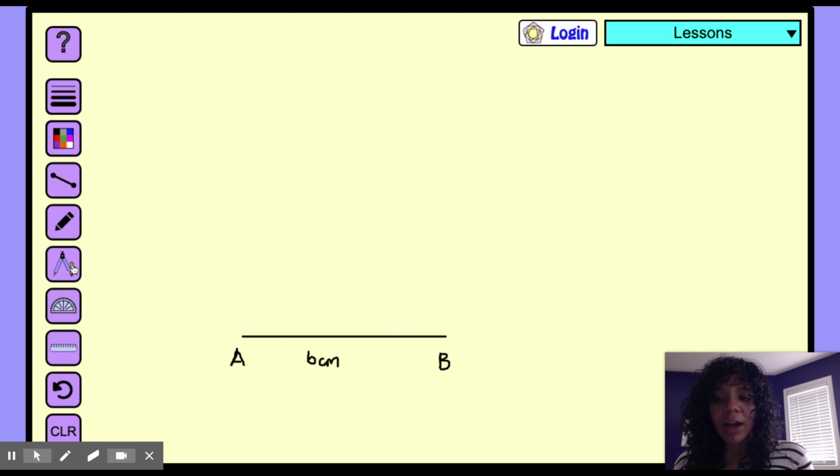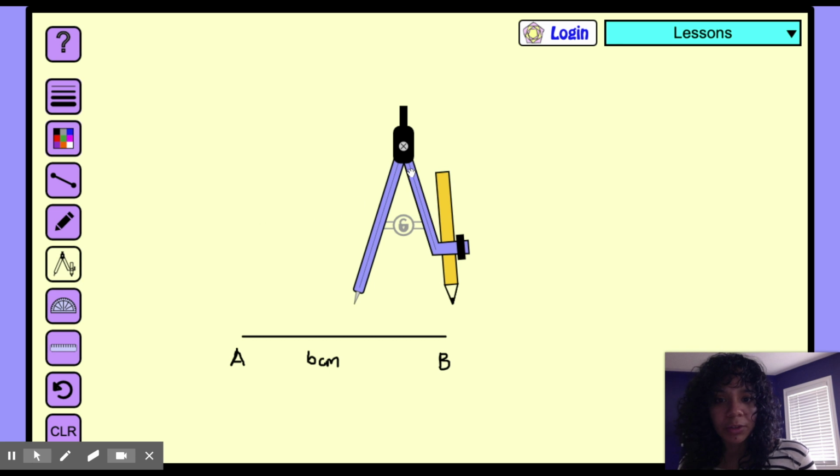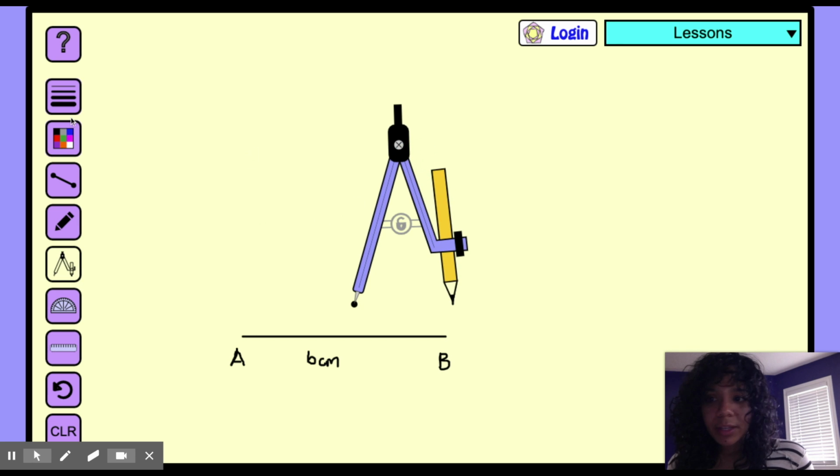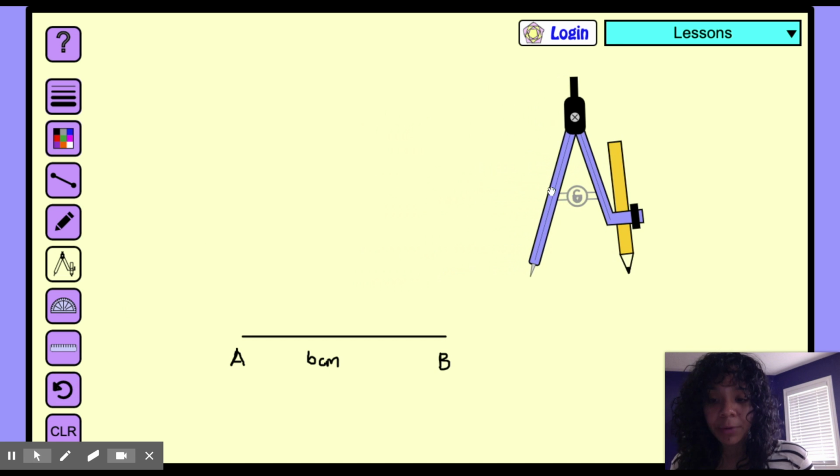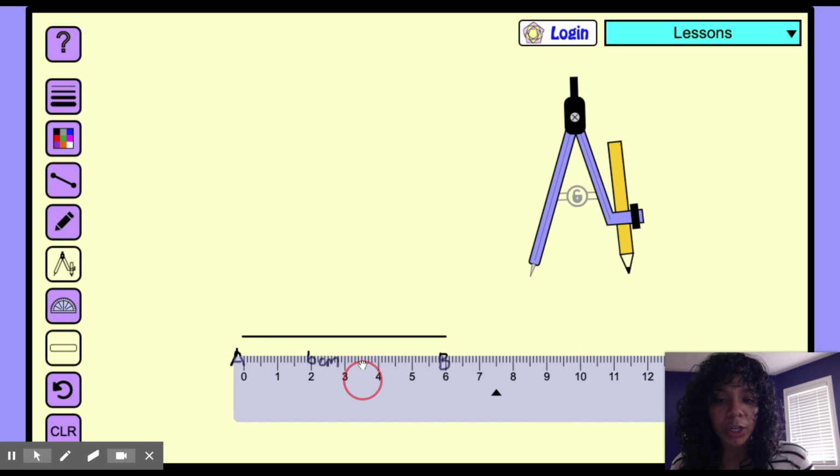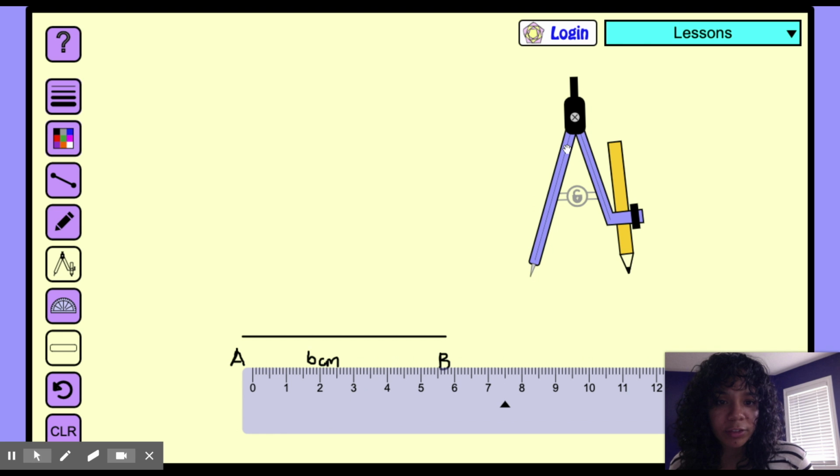So now to construct the other sides of my triangle, I'm going to use the compass. Okay, I'm just going to pull it out of the way for now. With the compass, I'm going to start by trying to figure out the side that is 5 centimeters. It says AC is 5 centimeters. So what I'm going to do with my compass is pull up my ruler, and I'm going to drag my compass.